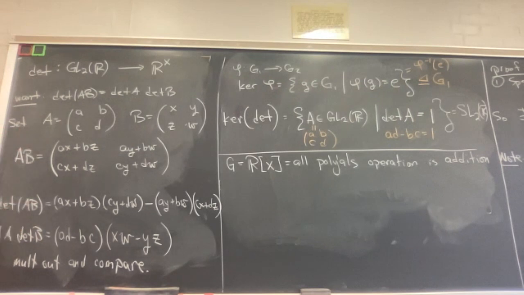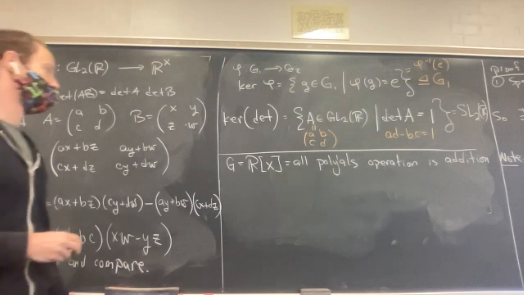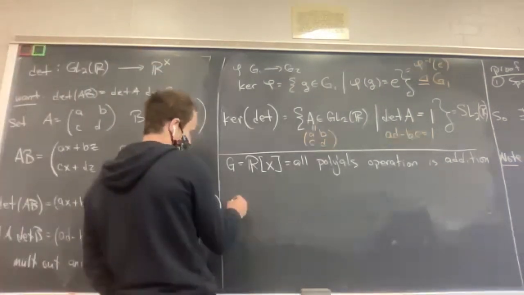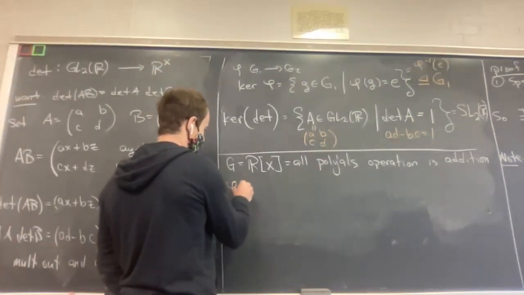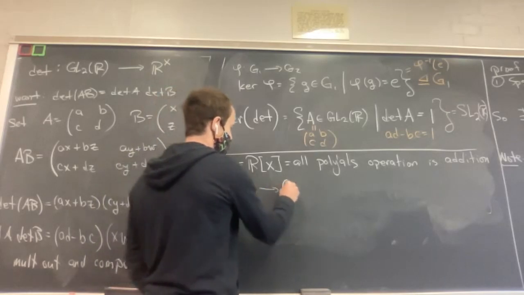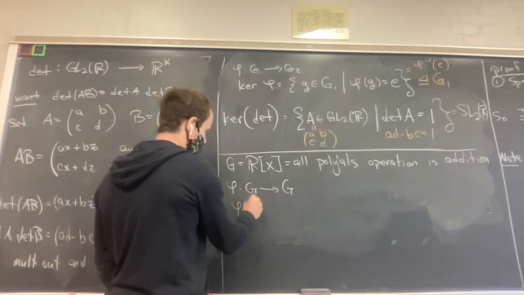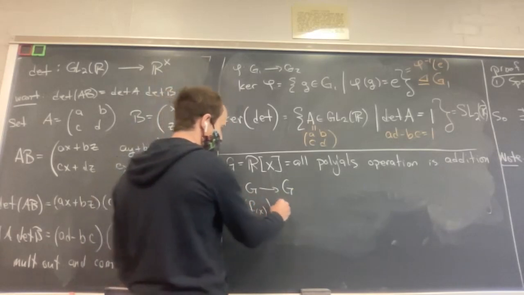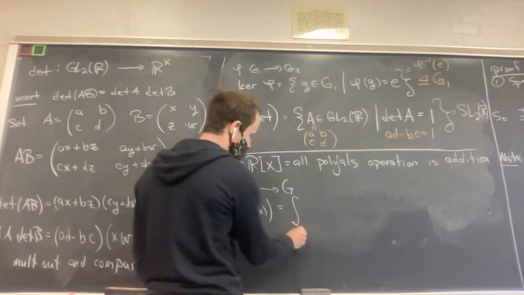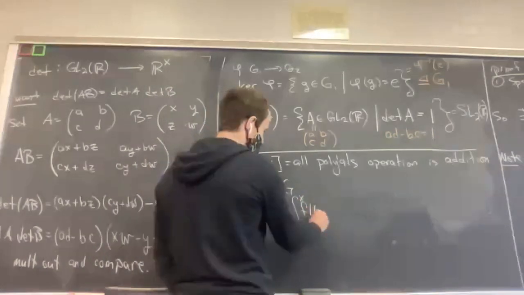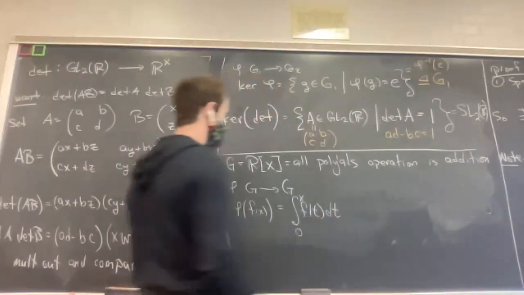Clearly there's an identity, it's just 0, the constant polynomial 0, and then you can find inverses, because if you take minus a polynomial, it's still a polynomial. And then what I want to do is define this map phi from G to itself like this. So phi of f of x is going to be equal to the integral from 0 to x of f of t dt.